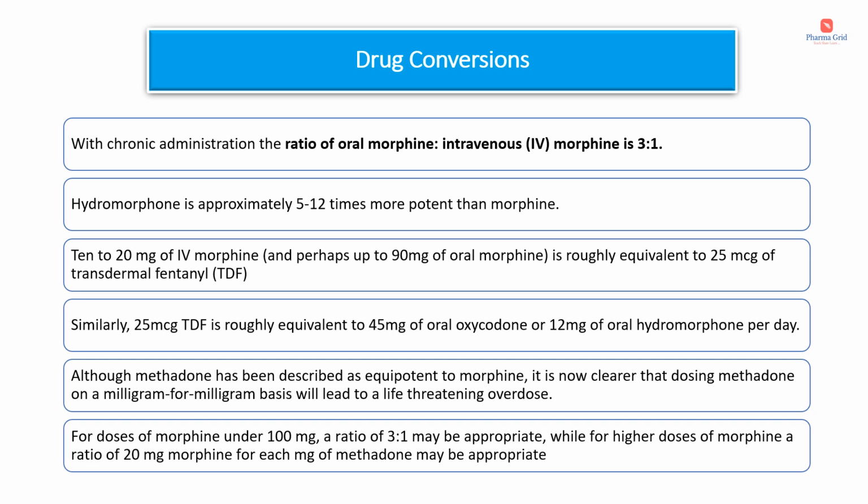10 to 20 milligrams of intravenous morphine and perhaps up to 90 mg of oral morphine is roughly equivalent to 25 microgram of transdermal fentanyl. Similarly, 25 microgram transdermal fentanyl is roughly equivalent to 45 mg of oral oxycodone or 12 mg of oral hydromorphone per day. Although methadone has been described as equipotent to morphine, it is now clearer that dosing methadone on a milligram for milligram basis will lead to a life-threatening overdose. For doses of morphine under 100 mg, a ratio of 3:1 may be appropriate, while for higher doses of morphine, a ratio of 20 mg morphine for each milligram of methadone may be appropriate.